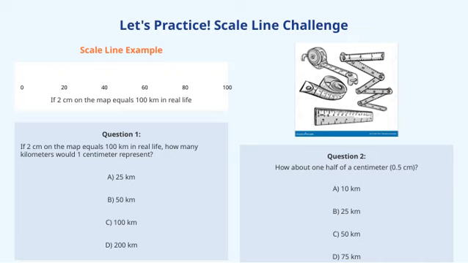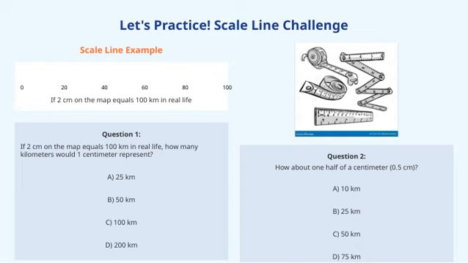Scale Line Challenge. On the slide, you see an example of a scale line, which helps us understand how distances on a map relate to real-world distances. The key point here is that, in this example, 2 centimeters on the map represent 100 kilometers in real life. This ratio is what we call the scale. When you're working with maps, understanding this scale is crucial because it allows you to convert measurements on the map to actual distances. Now, let's look at the first question.